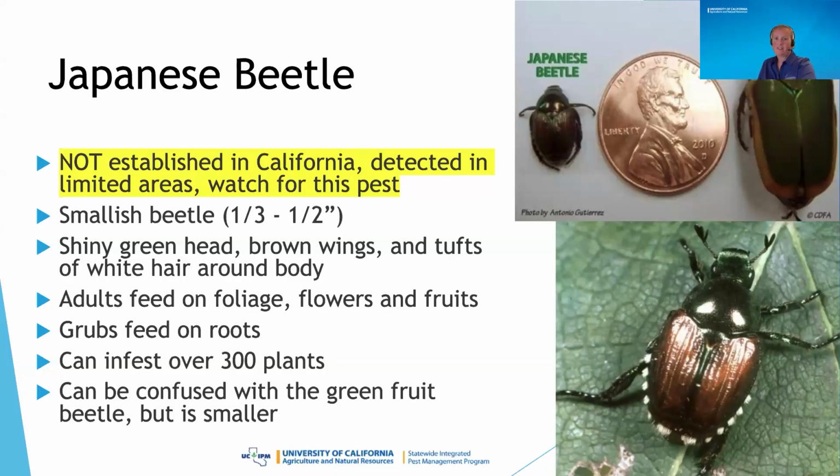This is an extremely destructive garden pest. It'll eat almost anything in your garden. It likes flowers, fruit, and even the roots in your lawn. Both the adult and the larvae are destructive, so we have to watch out for both of them.